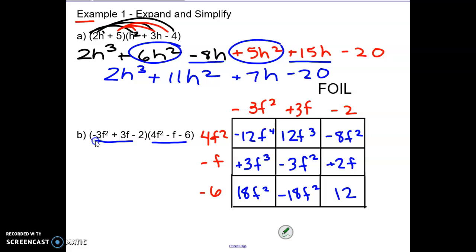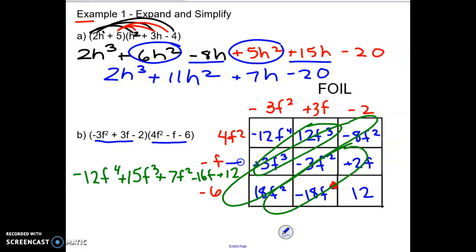Now from here, there should be some like terms to combine. Take a minute, please, and see if you can combine the like terms properly. So there has been a mistake pointed out here. I have 3f times negative 6 should just be negative 18f, not squared. Okay, now let's try combining those like terms.